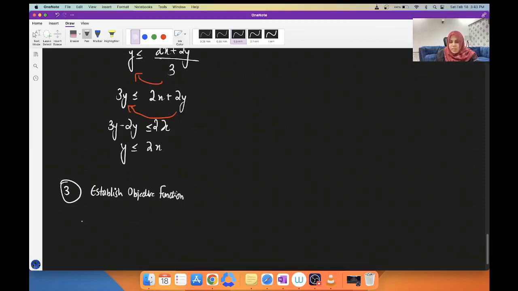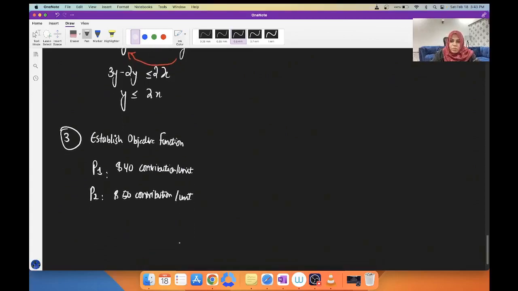So in this case, let's say P1 and P2 has been given. P1 uses around $40 contribution per unit. And P2 has around, let's say, $50 contribution per unit. Now, whenever they want you to make an objective function, they will also tell you the purpose of the company. The purpose means the company's objective basically. So it could either be profit maximization or it will be cost minimization. It could be either of the two.